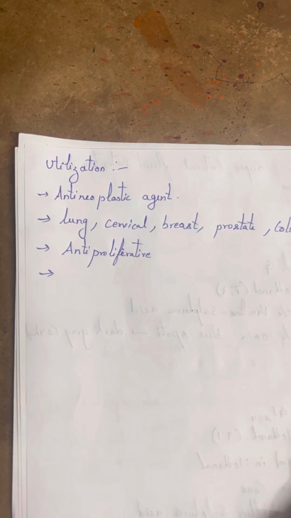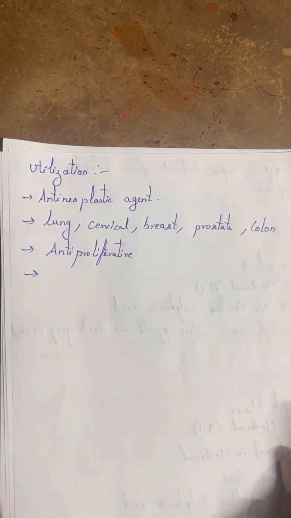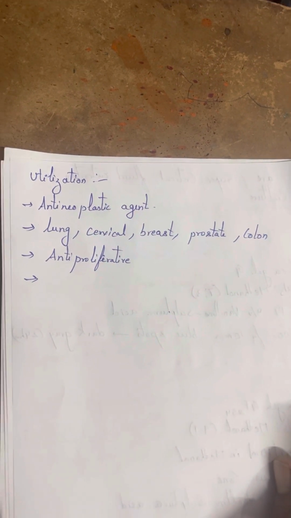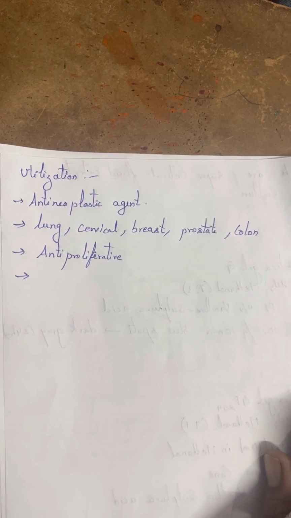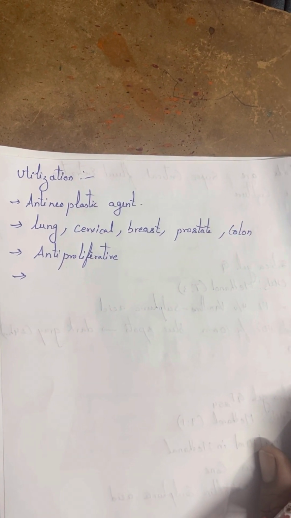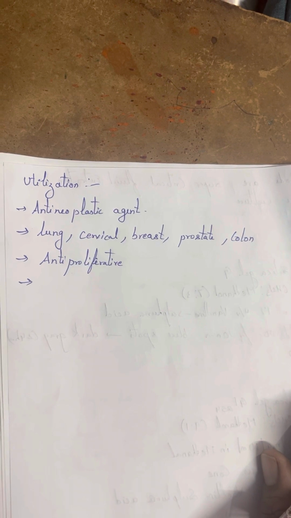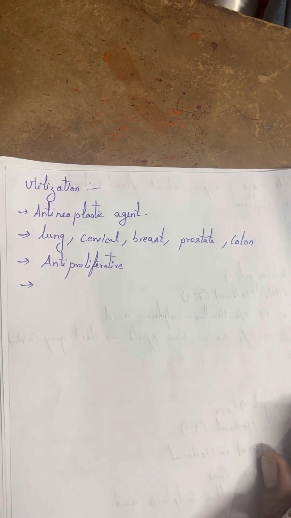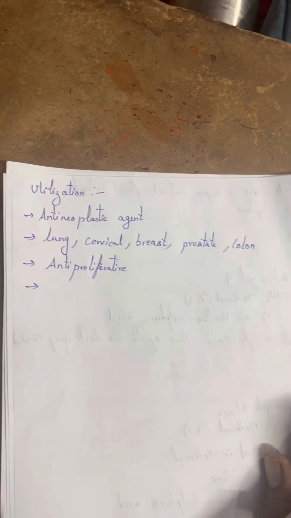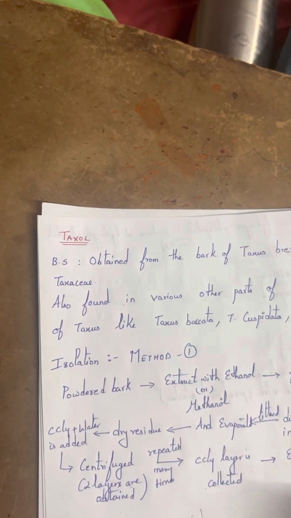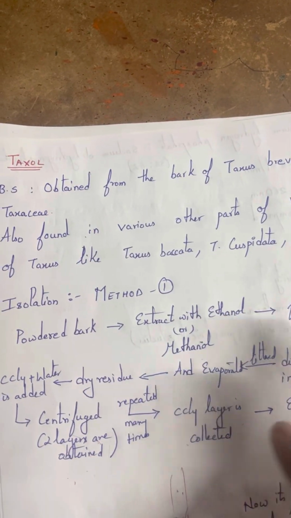And finally, utilizations. It mainly acts as an anti-neoplastic agent, that is, an anti-cancer agent, and it is mainly helpful in lung, cervical, breast, prostate, colon cancers, etc. It also acts as an anti-proliferative agent. So these are some of the utilizations of Taxol. This is the Taxol topic.